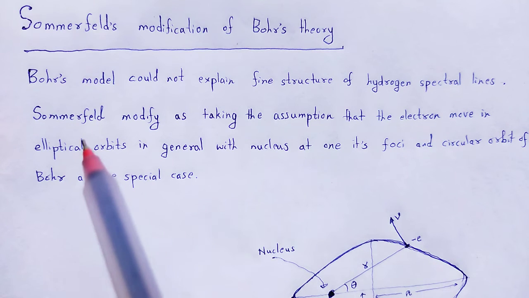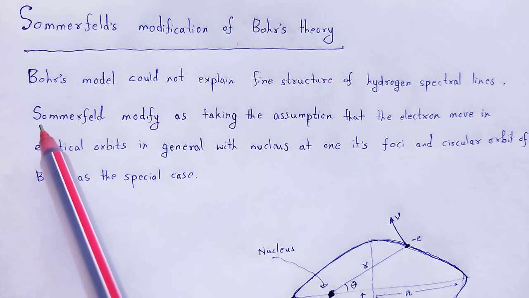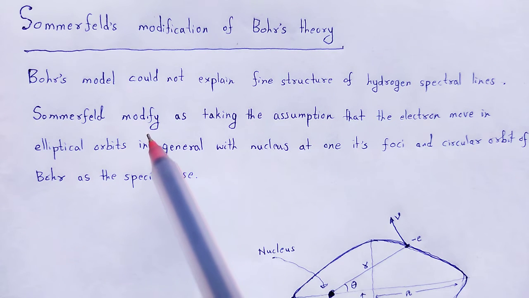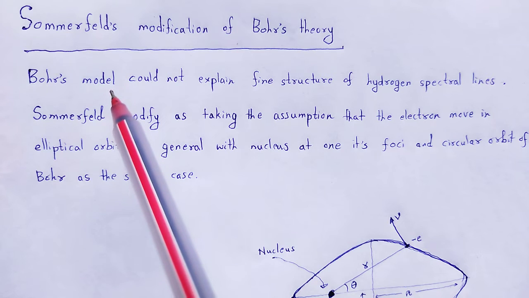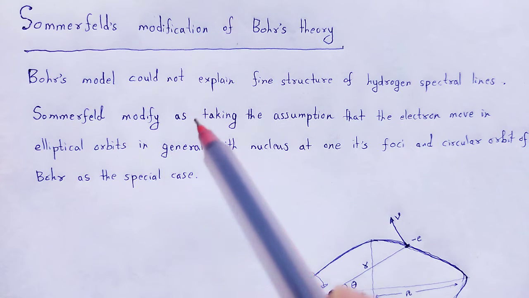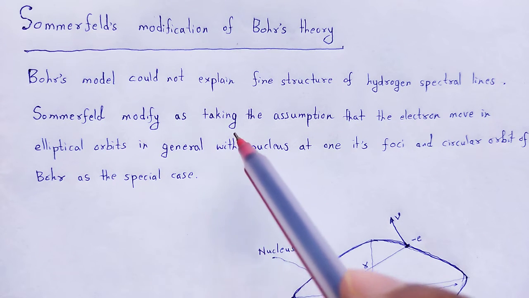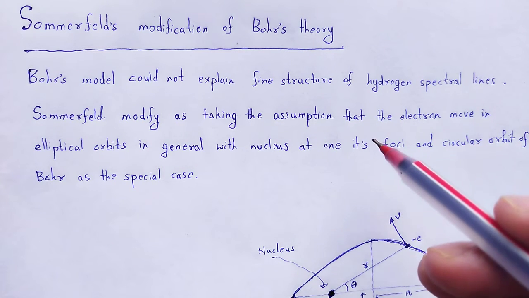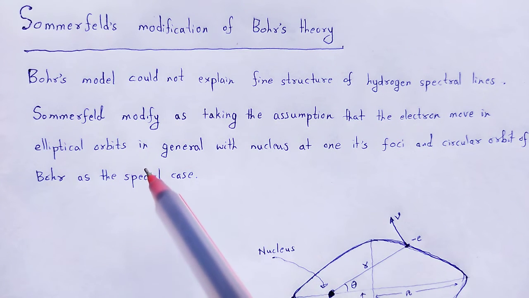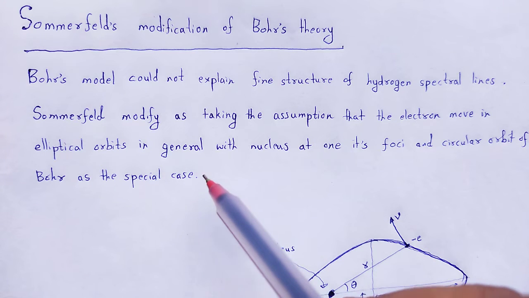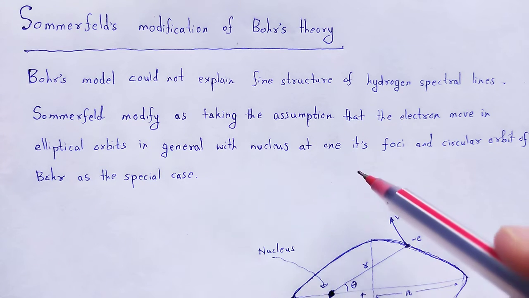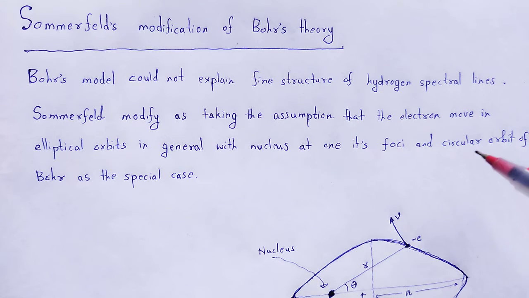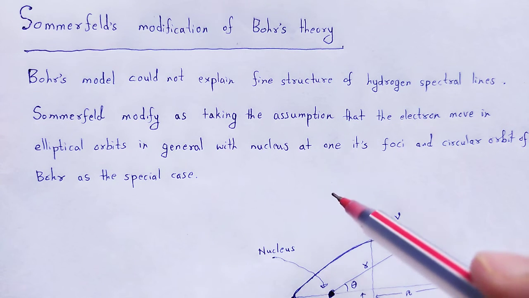Therefore, another scientist, Sommerfeld, modified Bohr's theory by taking the assumption that the electron moves in elliptical orbits in general, with the nucleus at one of its foci, and the circular orbits of Bohr are a special case.